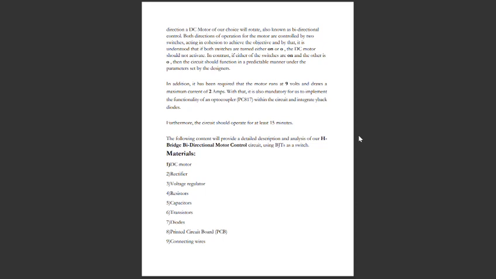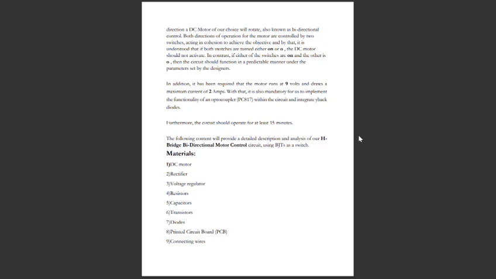The switches that we use can control the direction of the motor, acting in conjunction to achieve the objective. By that it can be understood that if both switches are turned either on or off, the DC motor should not rotate. In contrast, if either switch is on and the other is off, then the circuit should function in a predictable manner under the parameters set by the designers.